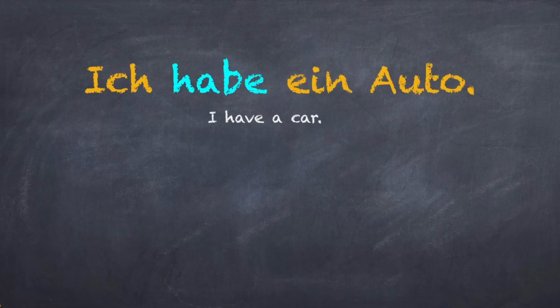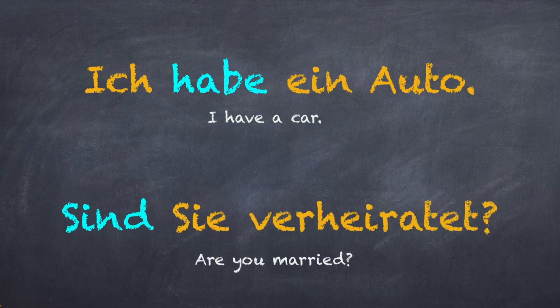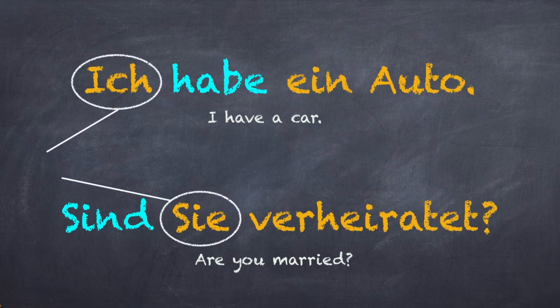So here are two sentences we are already familiar with. Ich habe ein Auto. Sind Sie verheiratet? These two verbs, haben and sein, have been conjugated here, according to the subject. In the first sentence, the subject is ich, and in the second one, it is Sie. Please remember that the verb used in a sentence must always be conjugated according to the subject.